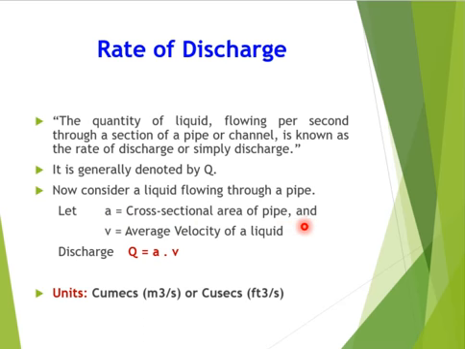Now consider a liquid flowing through a pipe. Let small a be the cross-sectional area of the pipe and v the average velocity of the liquid. Then discharge Q can be defined mathematically as the product of area and velocity, Q = a × v. The units of discharge are m³/s or ft³/s. If we are working in the SI system, then it is cubic meter per second, and if we are working in the FPS system, then it is cubic feet per second.